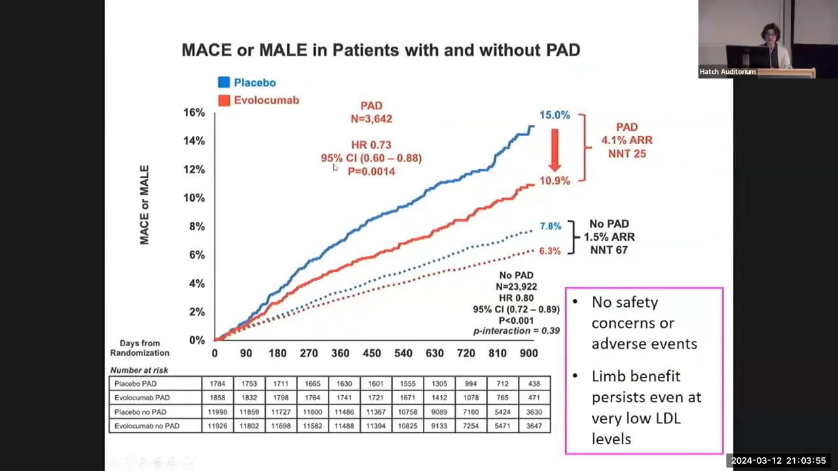Additionally, there was a reduction in MACE or MALE for these patients, number needed to treat of 25 for patients with PAD. There were no safety concerns or adverse events, and the limb benefits persisted even at very low LDL levels. So we definitely can apply these therapies to our patients to get their LDL to goal.